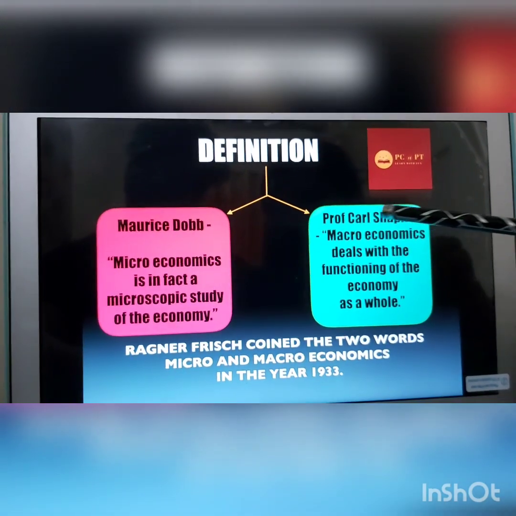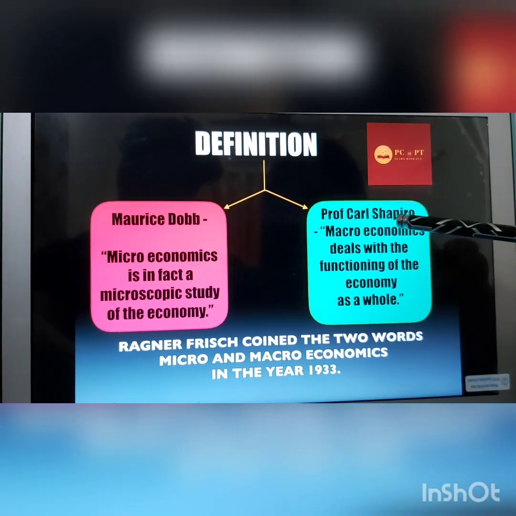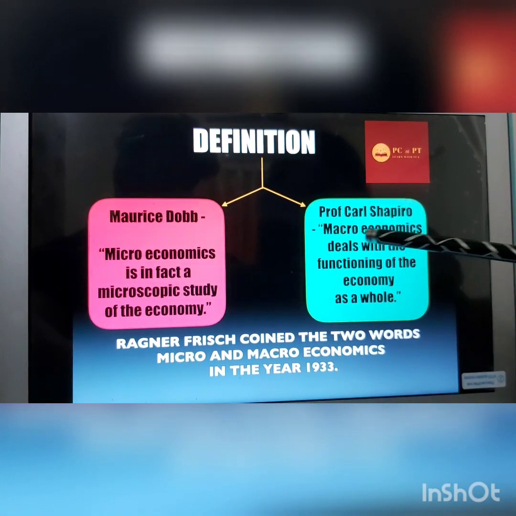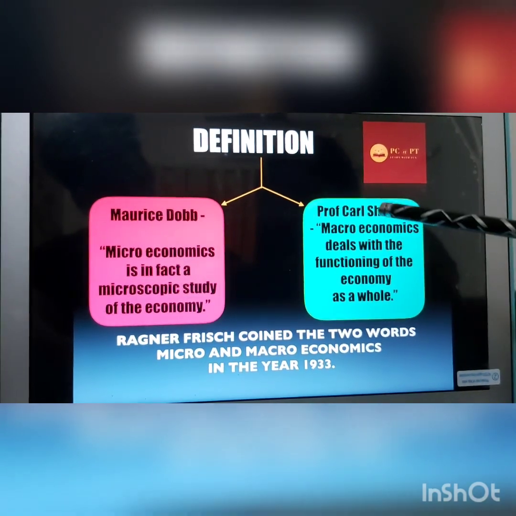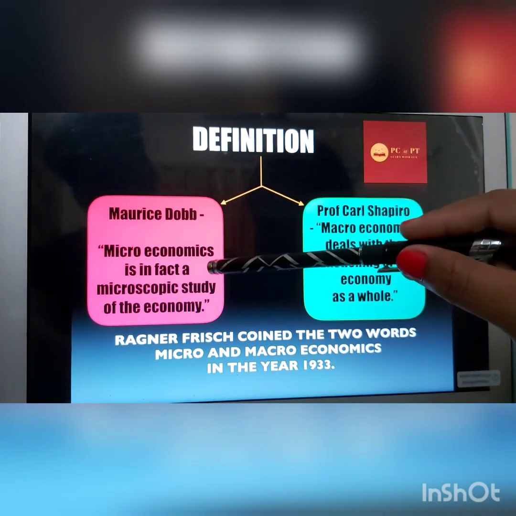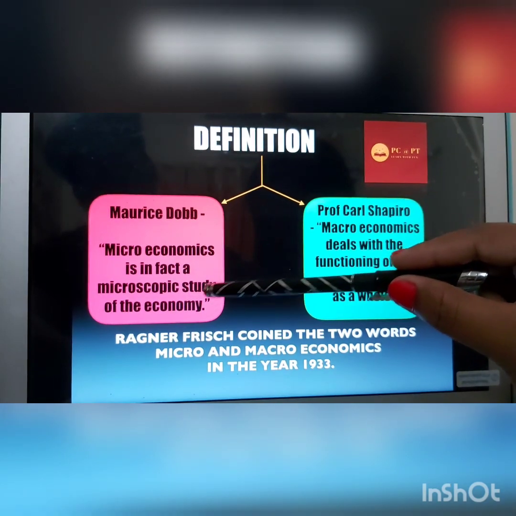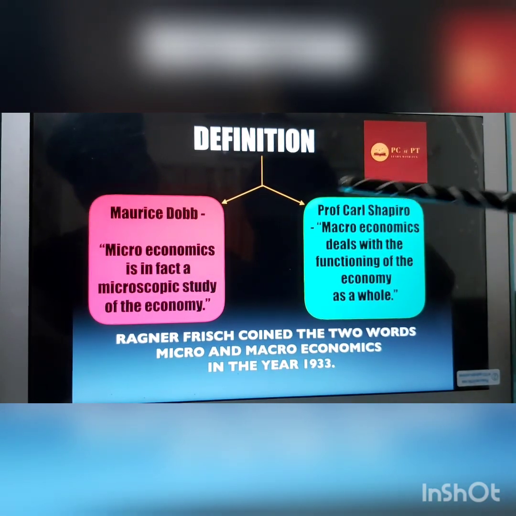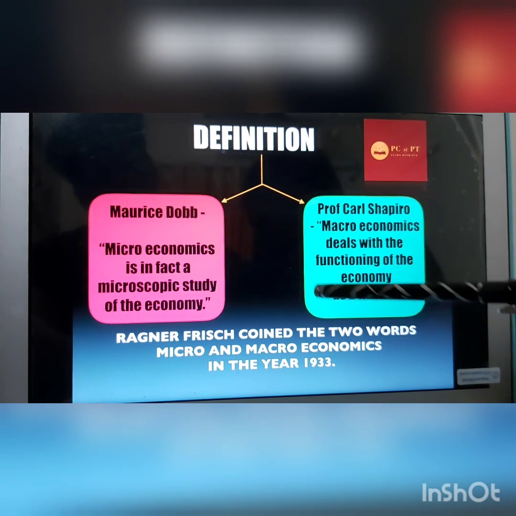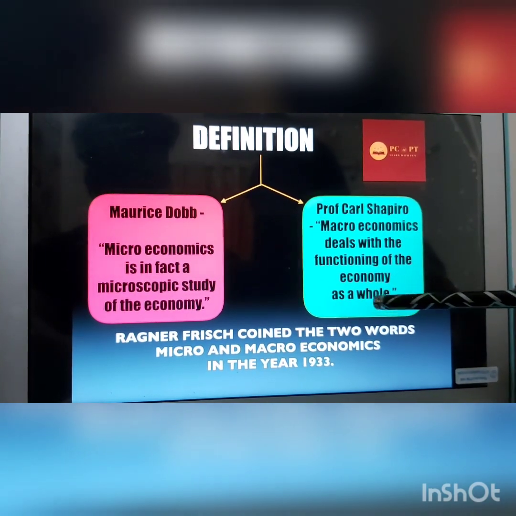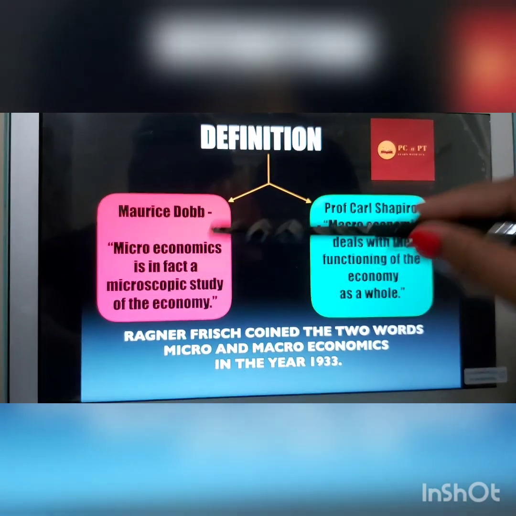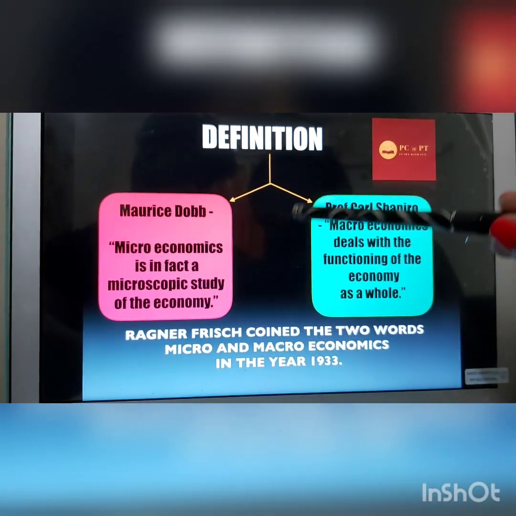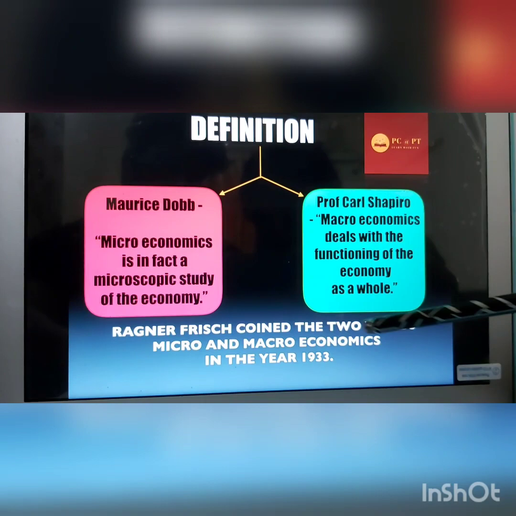Professor Carl Shapiro has given the definition for macro. Macroeconomics deals with the functioning of the economy as a whole. Just now I gave you the example of one household. So when it comes to whole, all the households in a particular country. When I say price of one product is microeconomics, so what is macro? The total pricing theory in a particular economy.